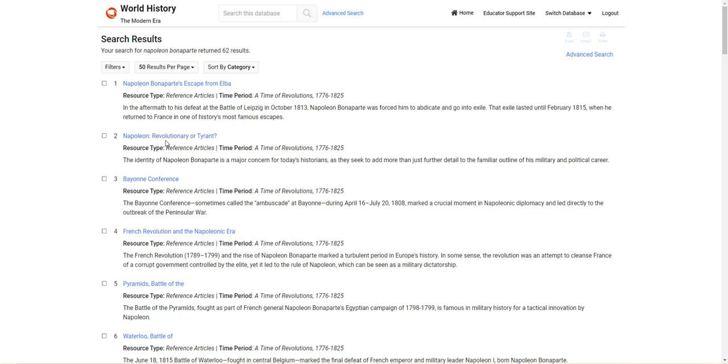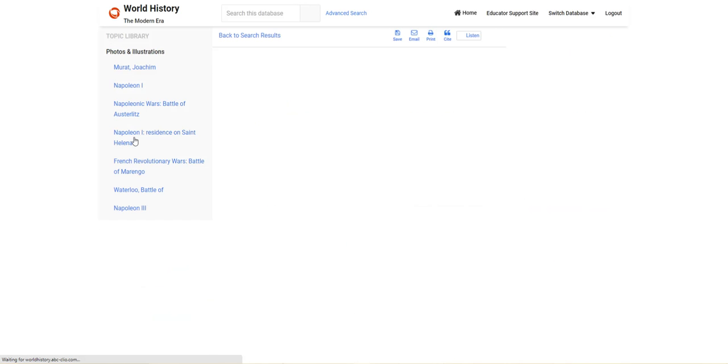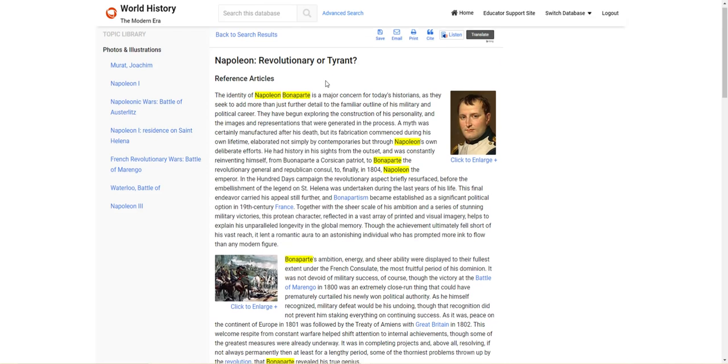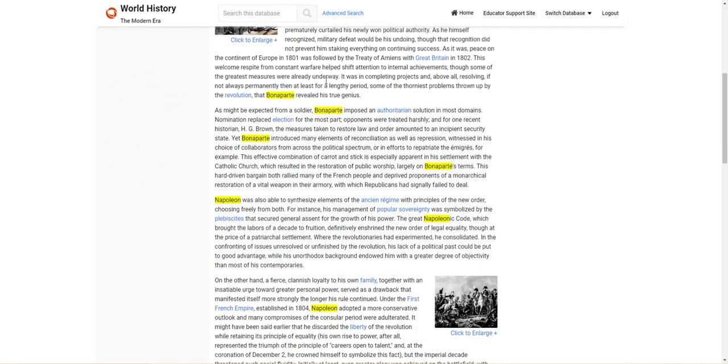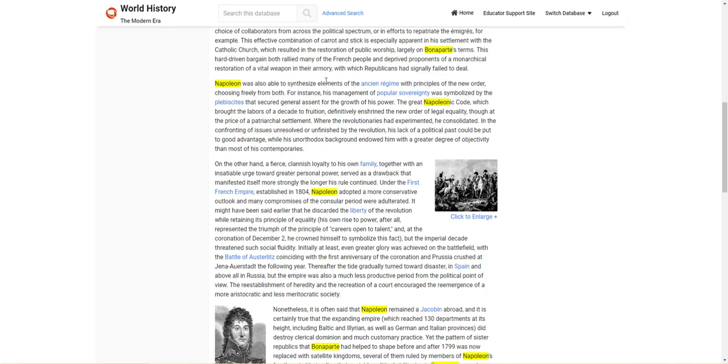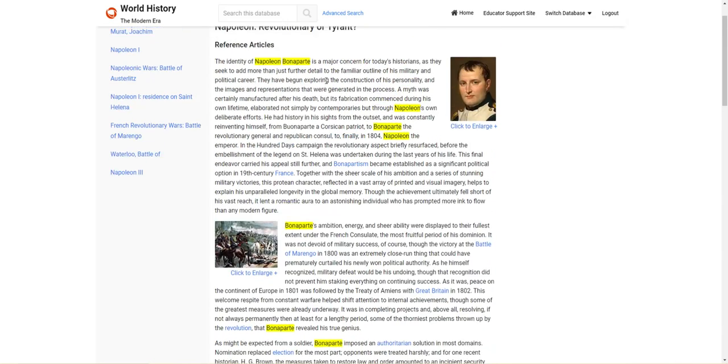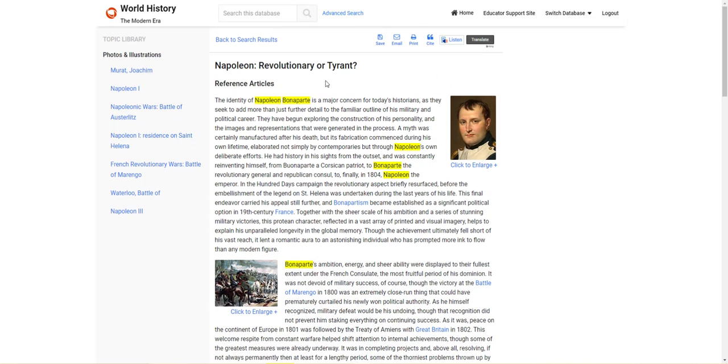And this is a good one if you were looking at a secondary source for Napoleon. Was he a revolutionary or was he a tyrant? So this is a good article for a student who might be writing about Napoleon's military conquests, or what made him such a strong leader, or was he not a strong leader? Was he a tyrant? So this would be a good one.